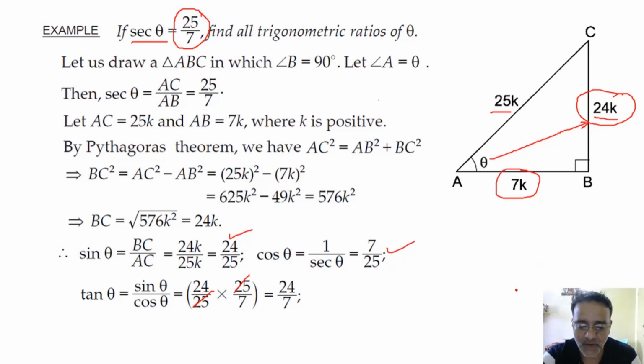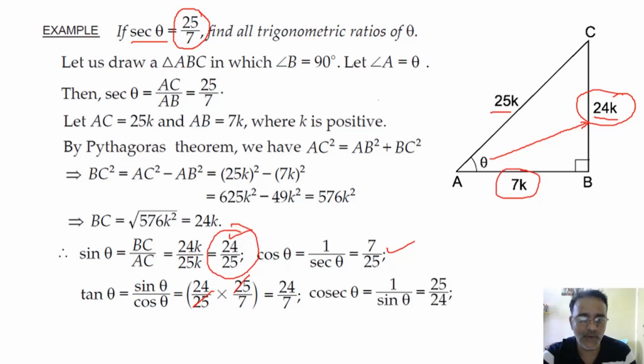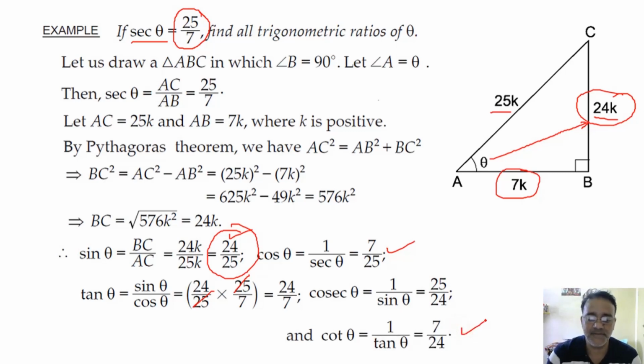Okay, so now cosec theta. Cosec theta is the reciprocal of sin theta. So 25 by 24. And only one is left, that is cot theta. Cot theta is the reciprocal of tan theta. So cot theta is equal to 7 by 24. Any doubt in this question? No, sir. Okay, so now we'll have some selected questions from exercise 8.1.